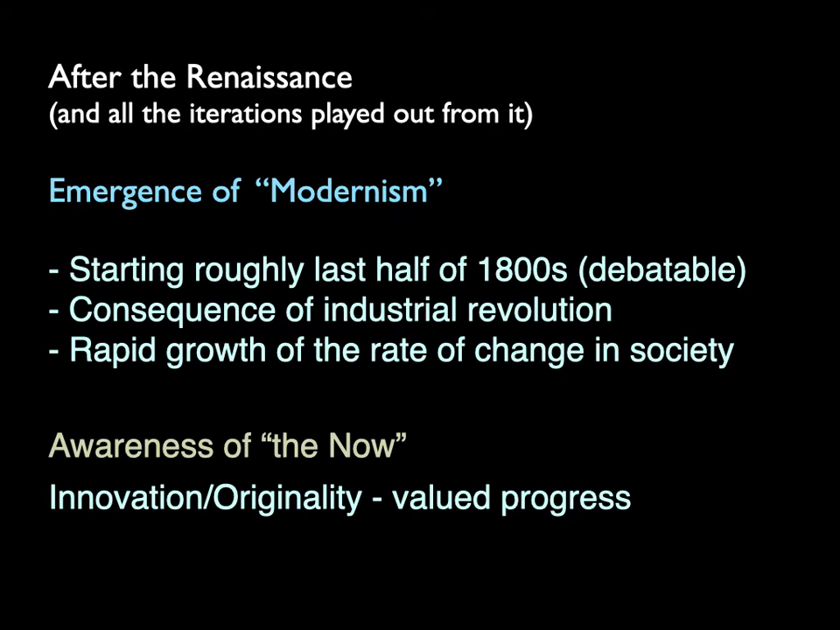But it's really after the Renaissance and all of the iterations that played out from it that we find the emergence of what we refer to as modernism. This doesn't have a really fixed starting date, but roughly the last part of the 1800s is when these changes take place. And these are a consequence of the Enlightenment and the resulting Industrial Revolution, and really are marked by an incredible growth in the rate of change in society.